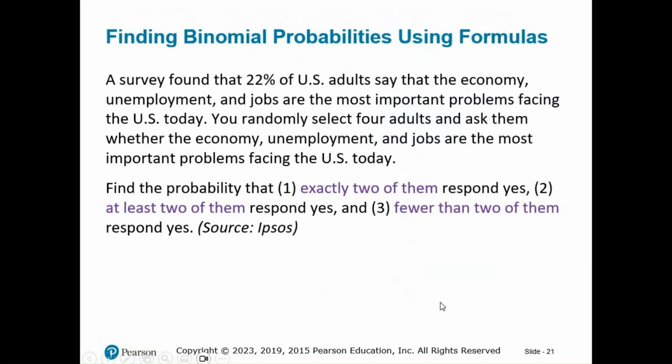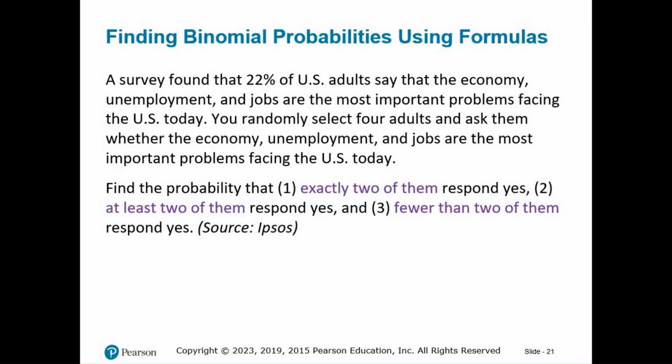A survey found that 22% of U.S. adults say that the economy, unemployment, and jobs are the most important problems facing the U.S. today. You randomly select 4 adults and ask them whether the economy, unemployment, and jobs are the most important problems facing the U.S. today. Find the probability that 1, exactly 2 of them respond yes, 2, at least 2 of them respond yes, and 3, fewer than 2 of them respond yes.